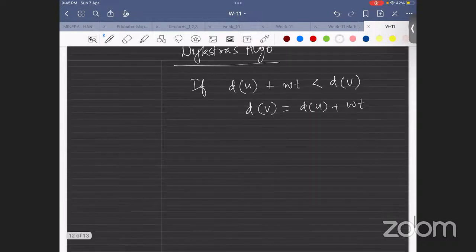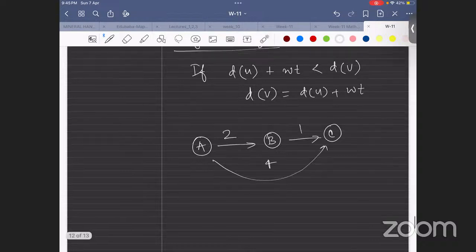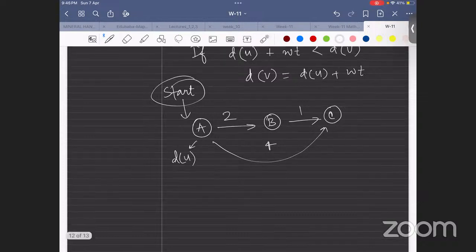Let's take a pretty simple example. If you have a, b, c, and the edges are 2, 1, and 4. You have to start from here, so this will be your du. First of all, we'll start with a to b. What did I say? In the Dijkstra algorithm, you have to fix one vertex and find the shortest path to each of the other vertices, right?